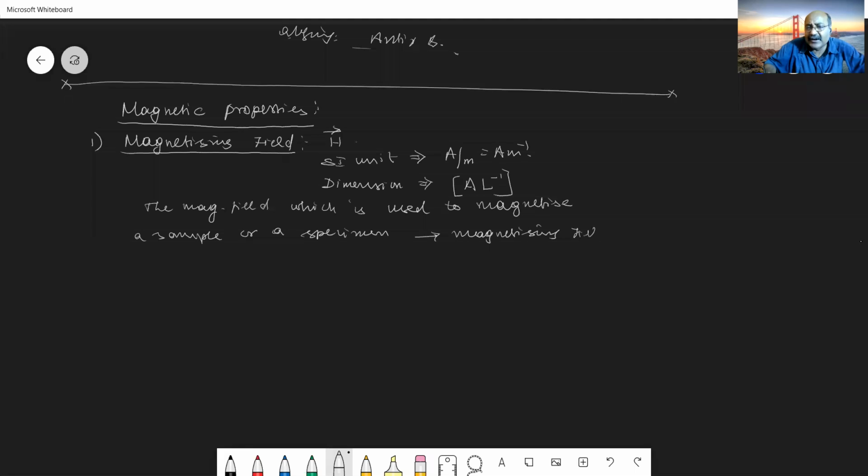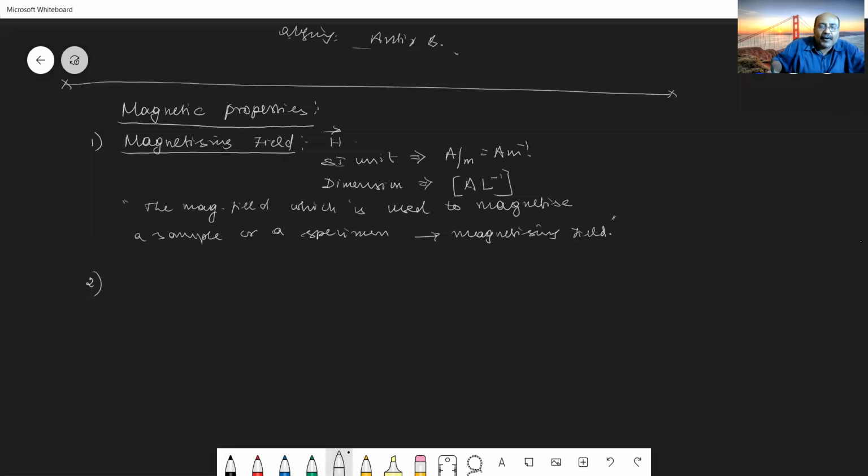That is what I have told. It is self-explanatory. The literal meaning of magnetizing field is considered its definition. So the magnetizing field is nothing but the magnetic field that is applied to the specimen or the sample, so that the sample gets magnetized. It is a vector quantity. It is denoted by the letter H. Since it is a vector quantity, we write it as H vector, the SI unit is ampere per meter, and the dimension is AL power minus 1. Okay, this is the first magnetic property.